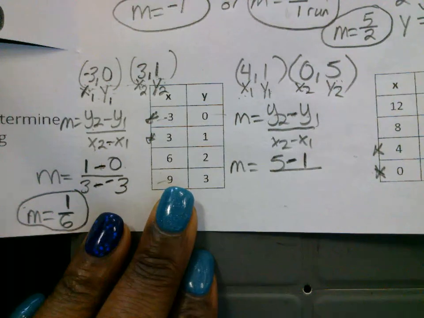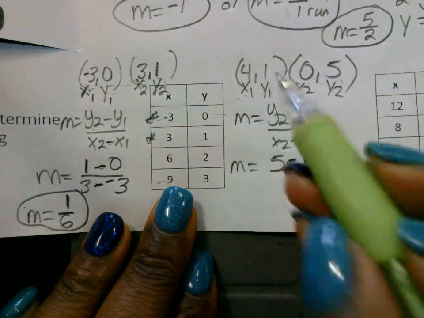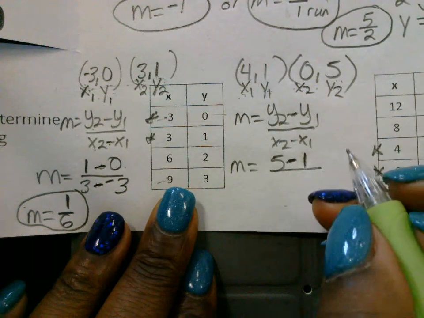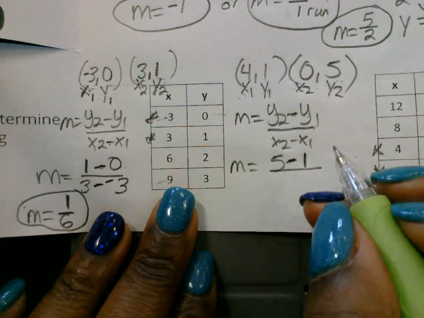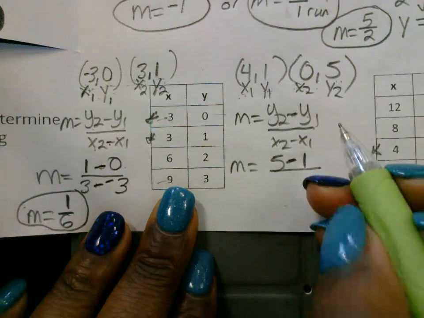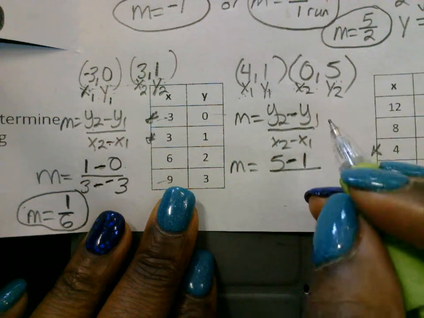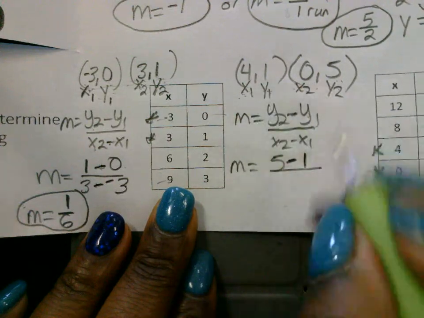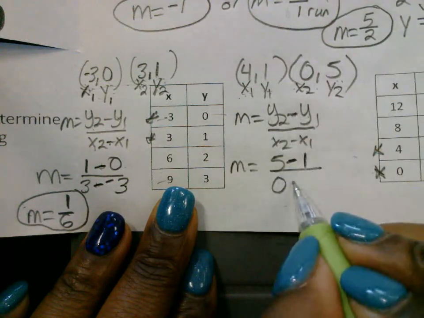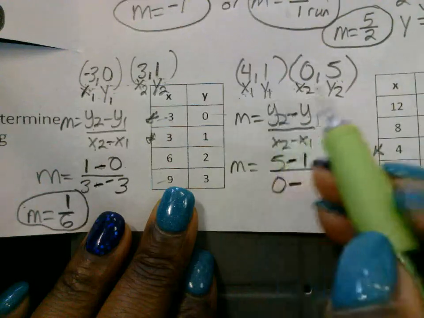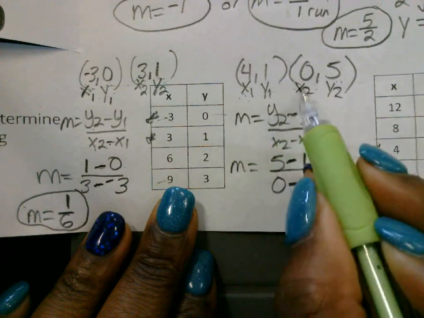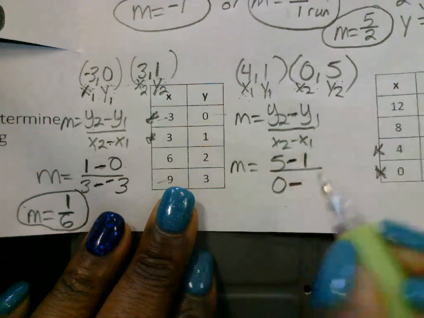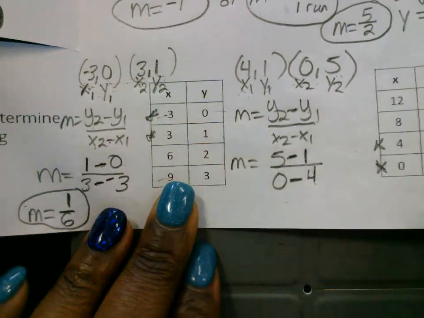Bottom is your x. Alyssa, which one of these numbers is x2? It's right here in front of you. 0. It's 0. Put the minus. Alyssa, which one is x1? 4. There you go. It's okay.